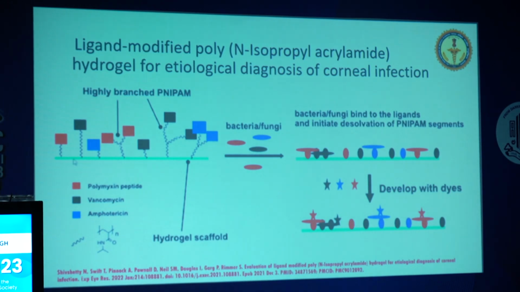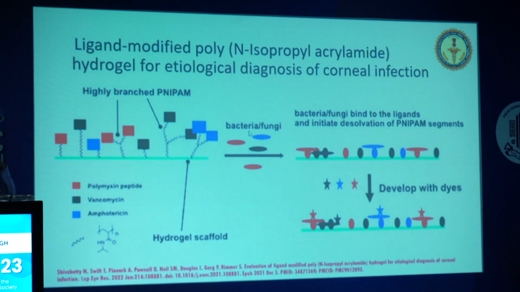So what people have done, they have developed a hydrogel, and over which they have attached highly polymerized functionalized polymers, and these polymers have certain areas which are responsive to various microorganisms, gram-positive organisms, gram-negative organisms, and fungi. So you can see here that the red one are the polymyxin peptides, which will bind to only gram-negative organisms. That is the polymyxin peptide. This one is the vancomycin peptide, which will bind specifically to the gram-positive organisms.